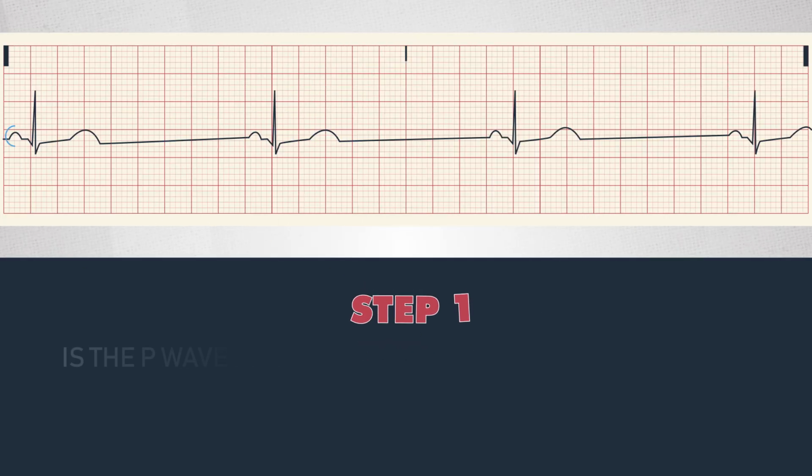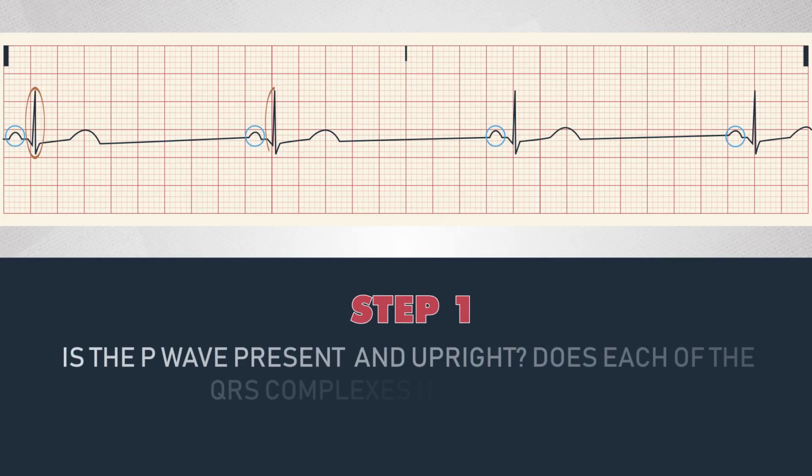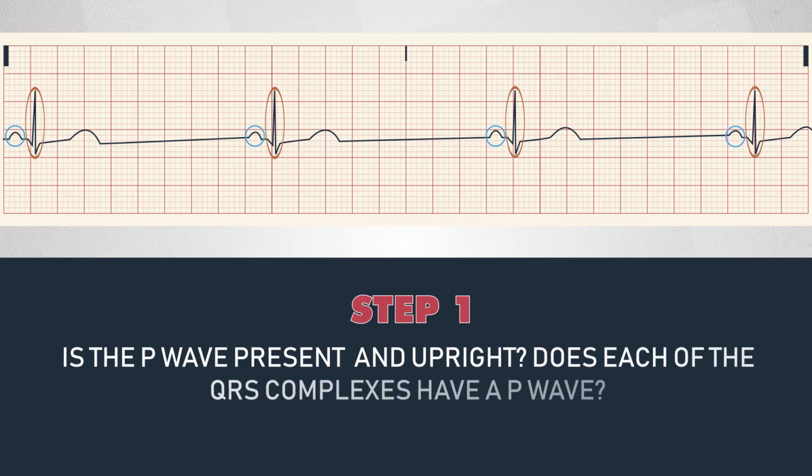Step 1: Look for the P waves and a QRS complex. Is the P wave present and upright? Does each QRS complex have a P wave? An abnormality here can be an indication of some sort of problem.